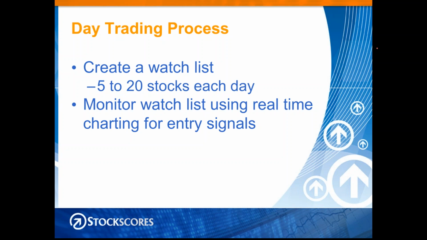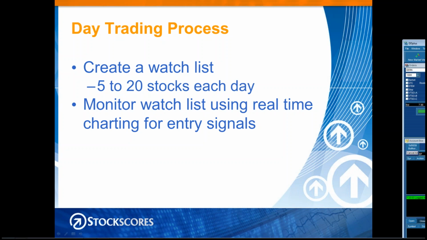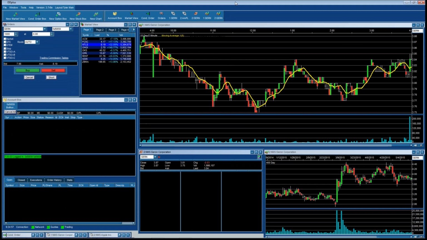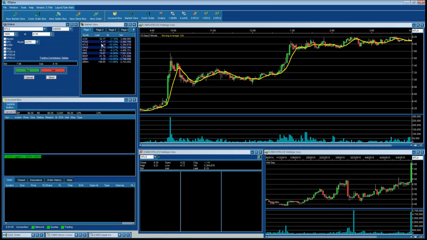All right, so then once we have our watch list, we monitor that watch list using a real-time charting program for entry signals. So here's an image of the real-time charting program that I use. This is something called DD+. It's provided to me by my broker, Desjardins. I've got here my watch list of stocks that I was watching and trading today. This is an example I'll show you in a minute, but you can see a couple charts on here.